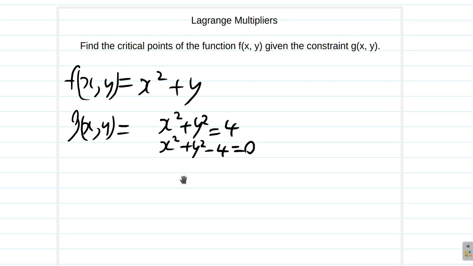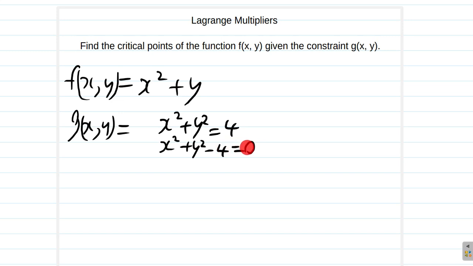We are given this situation here to find the critical points of the function f of x and y, given the constraint g of x and y. Here our function is x squared plus y, and our constraint is x squared plus y squared equal 4.